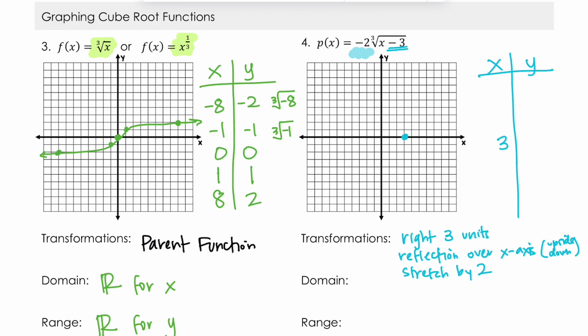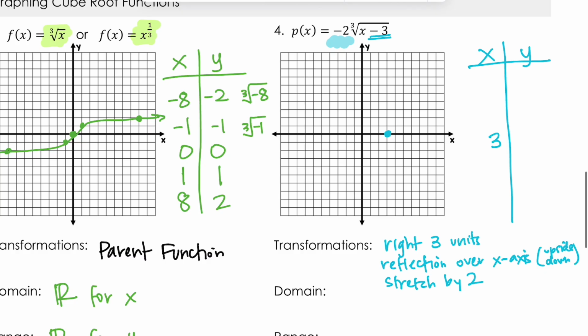notice I'll get a 0 underneath. So kind of working on that radical, -2 times the cube root of 3 minus 3. So 3 minus 3 is 0. The cube root of 0 is 0. -2 times 0 is still 0. So that's this original point. When I plug in 3, I get 0. From there, I want to think of other things that I can plug in. What can I plug in that actually has a cube root?